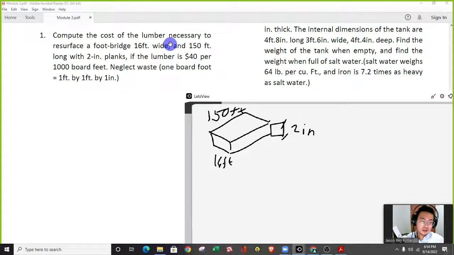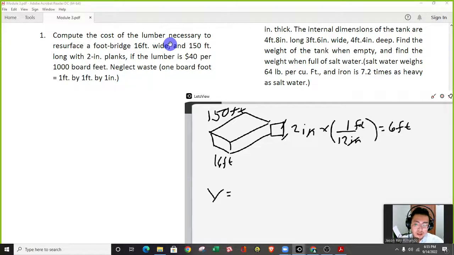Okay? Convert 2 inch into feet para pare-parehas sila. You have 12 inches is to 1 feet. Compute volume. Okay? Area dun sa baba. What is yung area? You have 16 and 150. Okay, 150 feet multiplied by your height.